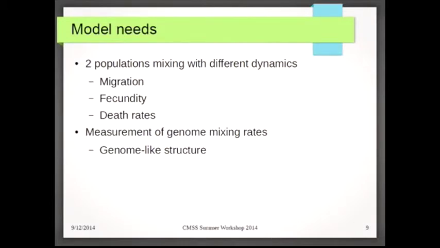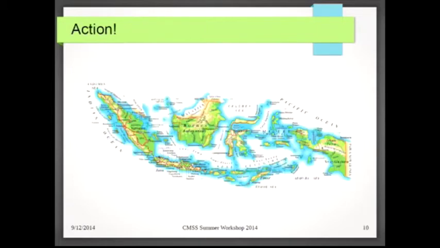We have two populations, two different groups, the Austronesians and the Melanesians. We want them to have different dynamics, so different migration rates, different fecundities, and different death rates too. And we also need some kind of measurement of genome mixing rates, so we need a genome-like structure for the agents. So that's the model. Now let's play with it.